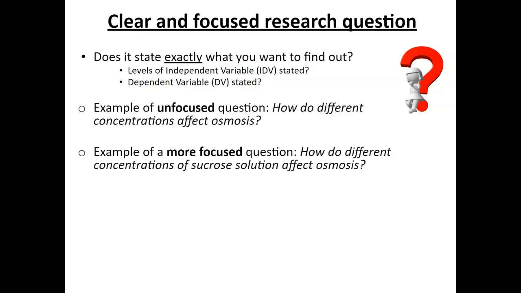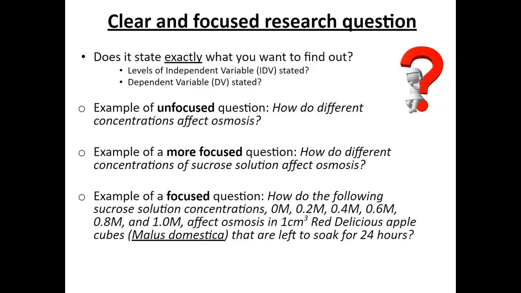Here's a more focused research question. How do different concentrations of sucrose affect osmosis? So at least I know they're using sucrose, but this is still quite a bit unfocused. Here's one that's even more focused. How do the following sucrose solution concentrations, 0 molar, 0.2, 0.4, 0.6, 0.8, and 1.0, affect osmosis in a 1 centimeter cubed red delicious apple, genus and species are stated, that are left to soak for 24 hours? So this is quite a bit better. You can see that this experiment is not using dialysis tubing. They're using apple cubes. Okay, so we wouldn't have known that based on the previous unfocused questions.